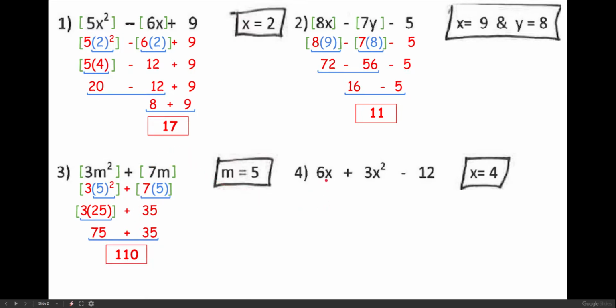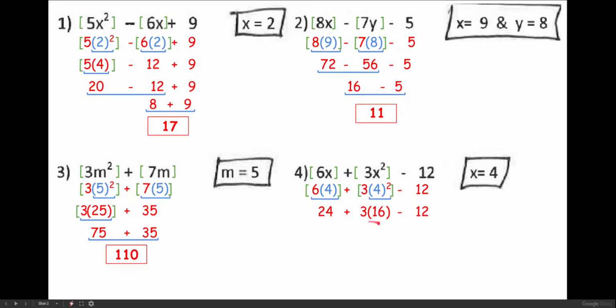And number 4, 6x plus 3x squared minus 12. So 6 times 4 plus 3 times 4 squared, or to the second power, minus 12. Let's deal with both of these. I can do this and this at the same time. And remember, over here, I just need to multiply. Over here, I can't multiply until I deal with the exponents because exponents come before multiplication. So that equals 16. Bring down the 3, the plus, the minus, the 12. Bring everything else down.